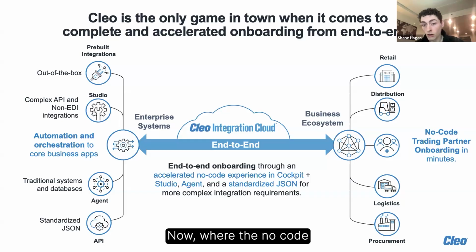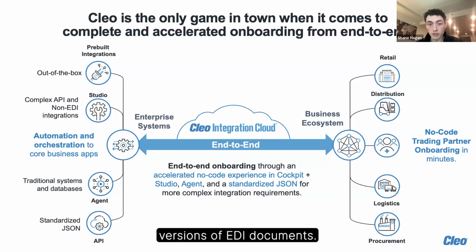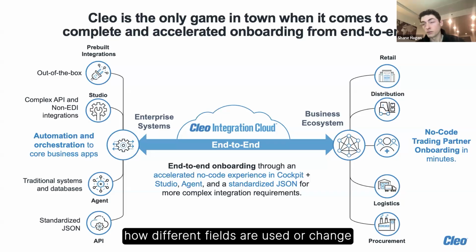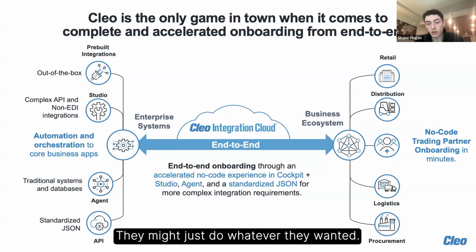Now, where the no-code onboarding comes in is defining the transactions that your partners are doing on the right-hand side. What ends up happening is these partners use their own unique versions of EDI documents. They might change how different fields are used or change the validation, minimum and maximum lengths on a field, right? They might just do whatever they want.